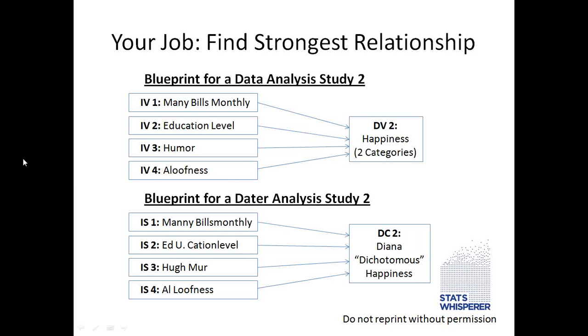Data analysis study 2 on top, same independent variables, but how does it impact happiness as a yes-no category, right? And Diana, dichotomous happiness, somebody with a totally different emotional structure that's just happy yes-no, right? Just hot or cold, right? That's what we say sometimes, either hot or cold. How would she get along with someone per se named Humor? Would someone named Humor be into the hot or cold?